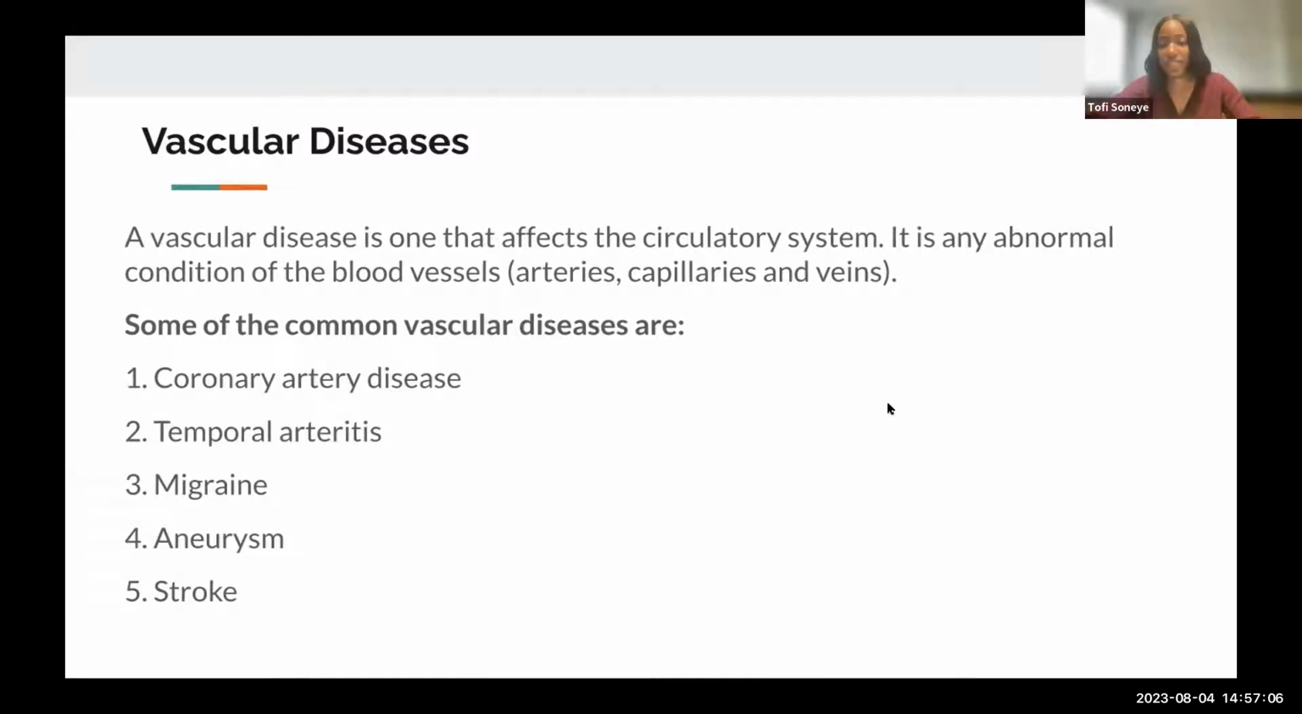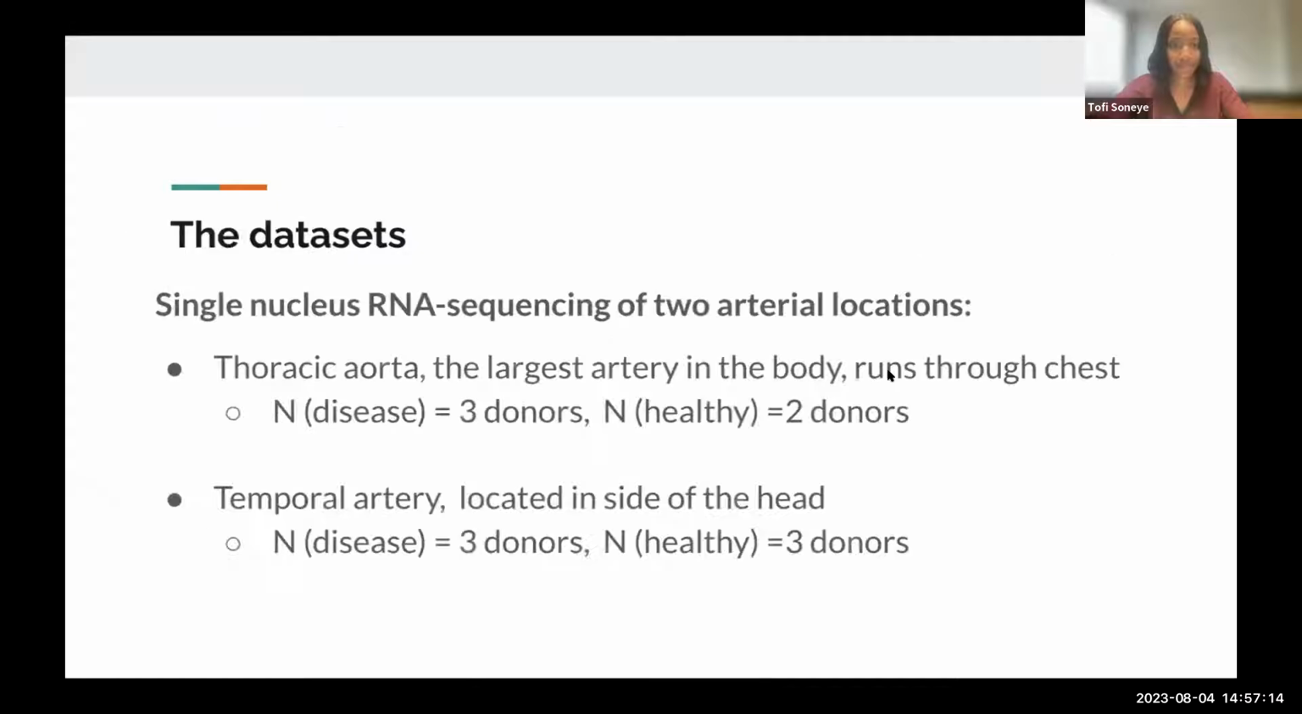And in this project, we tried to analyze the cell and gene types that play a causal role in temporal arteritis. So we obtained data from two data sets. One was from the thoracic aorta. Here we had a total of five donors, of which three were diseased and two were healthy, which served as our controls. And then from the temporal artery, which as I mentioned earlier, is located at the side of the head, here we had 6 donors in total, and half were healthy while half were diseased.